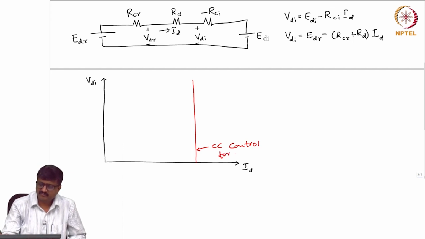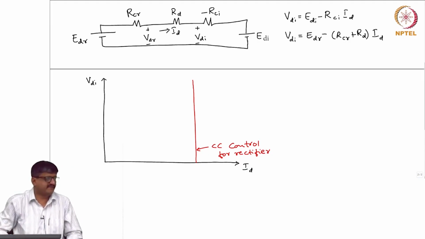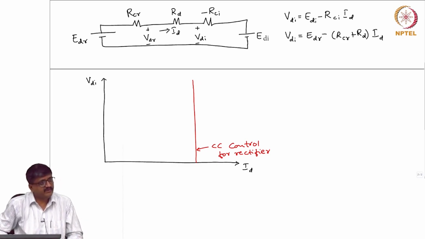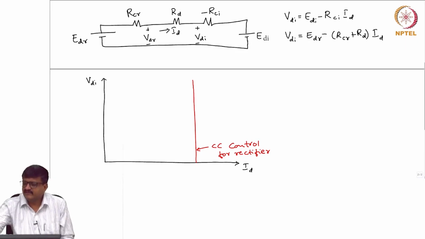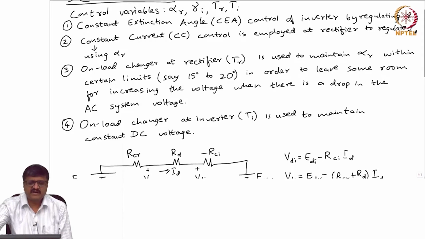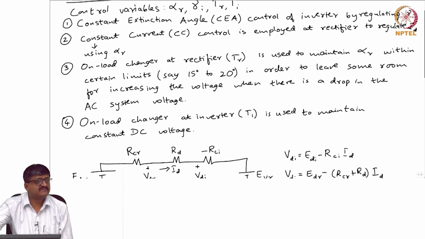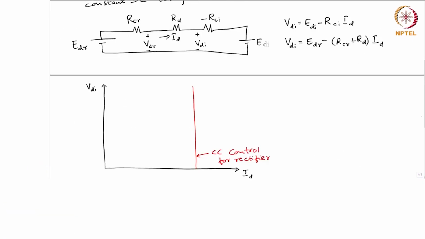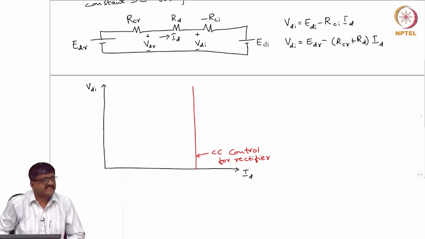This is CC control. To be more precise, I employ CC control for the rectifier. Now, what do we do at the inverter? What type of control do we employ? If I just look at the fast control, that is the control of alpha R and gamma I. Gamma I is constant extinction angle. So, gamma I is constant. Then what will be the steady state characteristics in this graph?